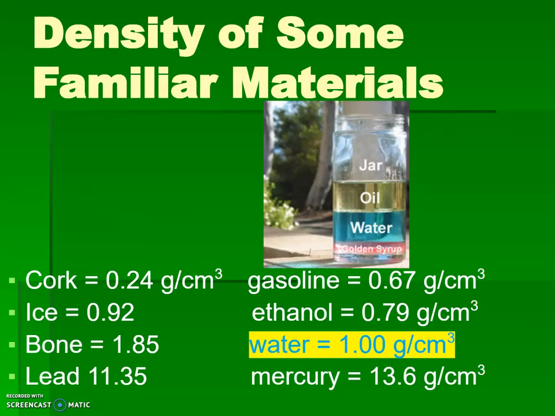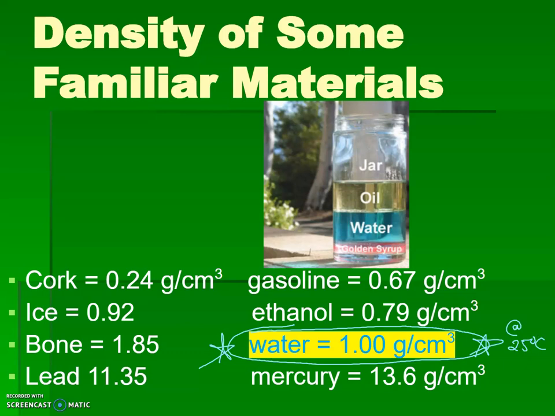Now, the density of objects is going to be really important in identifying the objects. We're going to do some labs in class with that as well. Okay, the big thing to remember is the density of water. So star, circle, highlight that. The density of water is 1 gram per cubic centimeter. All right, so that's actually going to be at 25 degrees Celsius.